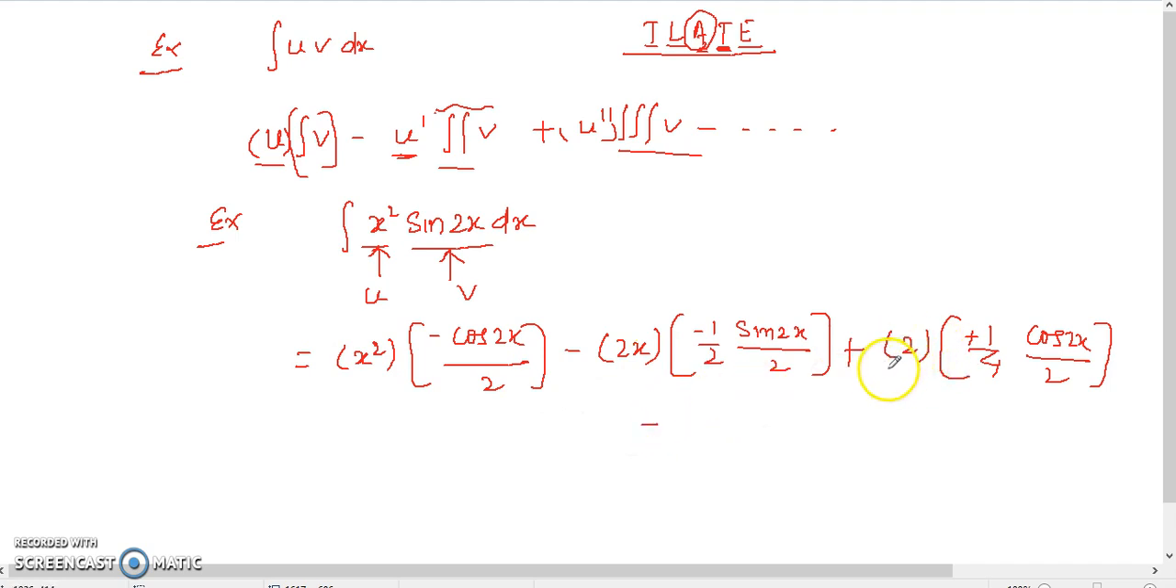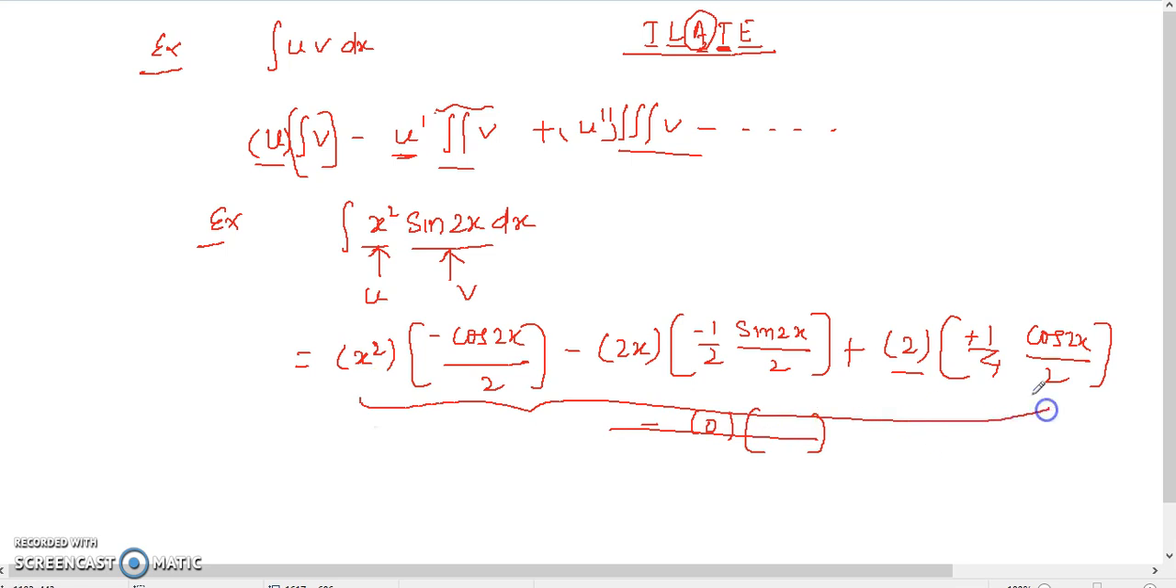So now again if I differentiate, this 2 differentiation is 0. So now 0 into anything is 0. So you do not have to go further than here for your integration. Now you can put the limit. If you are given a limit here, 0 to pi by 2, or infinity, you can substitute your limit.